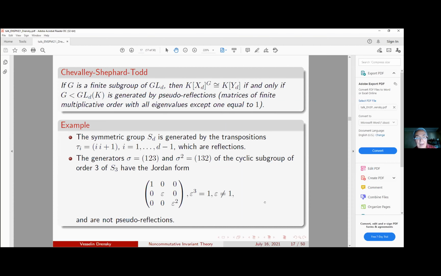And if you go back to our examples, the symmetric group is generated by transpositions, and transpositions are reflections. And for the cyclic group of order 3, the Jordan form of the matrix is of this form. And of course, this is not a pseudo-reflection because you have two different roots.